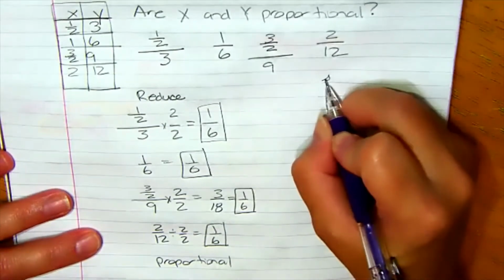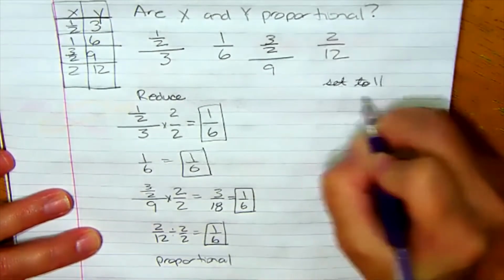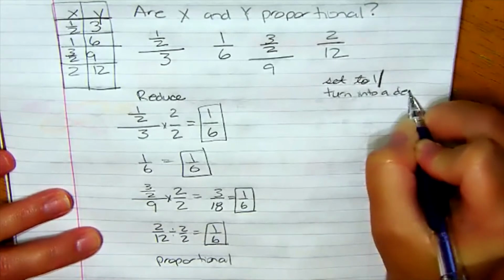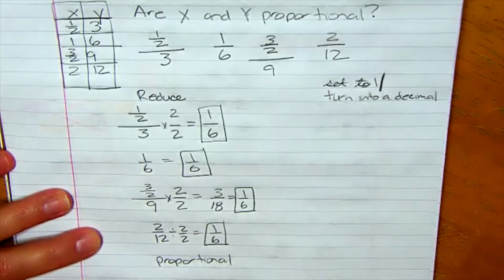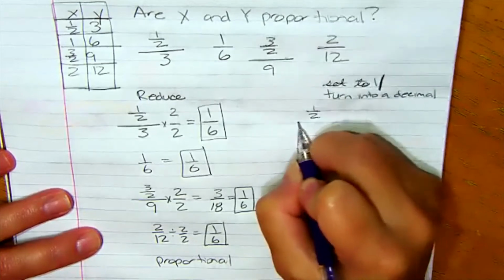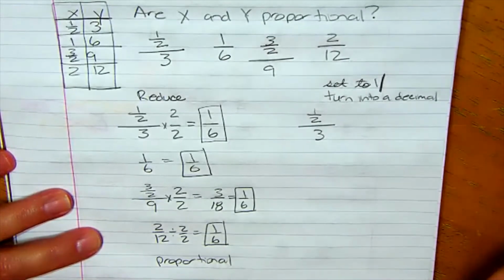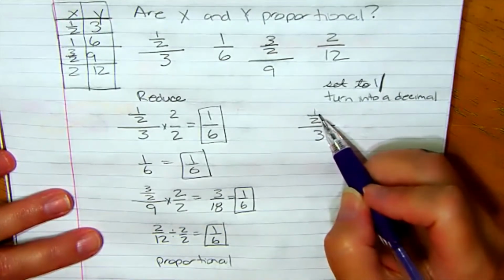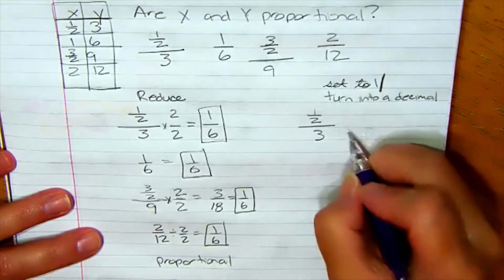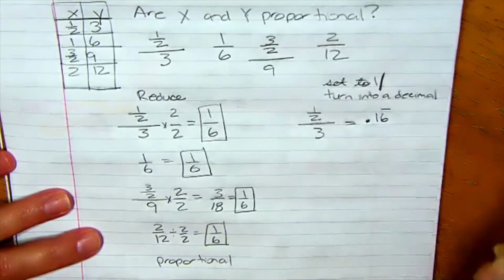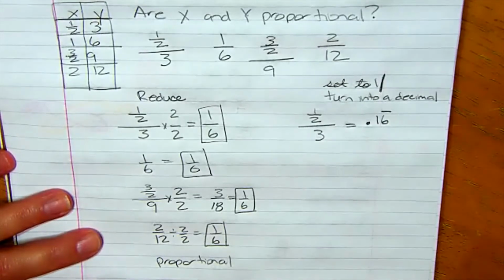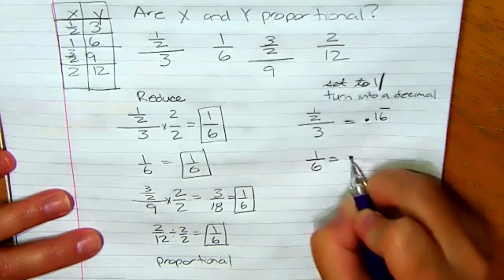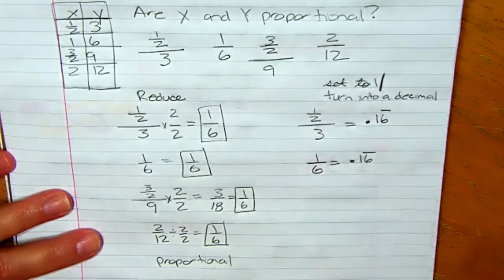Now we have our second way. We can set to 1 or turn into a decimal. So I have 1/2 divided by 3. So 1/2 is 0.5 divided by 3 is equal to 0.16. And that 6 goes on forever. 1 divided by 6 is 0.16. That 6 goes on forever.